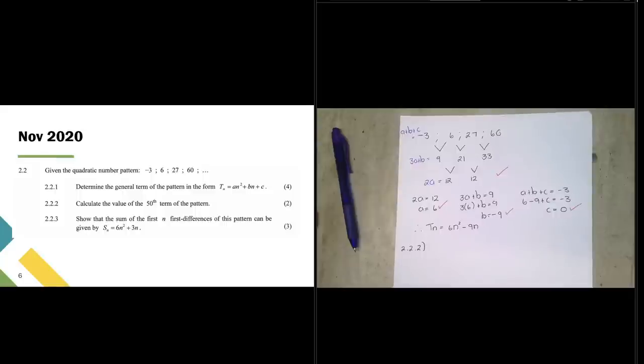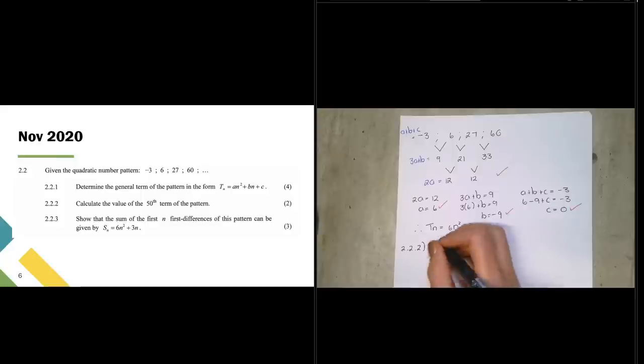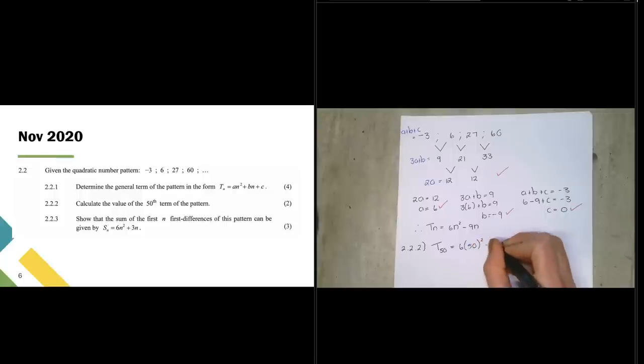2.2.2. Calculate the value of the 50th term of this pattern. So now be careful. In 2019, they asked you where would the pattern be equal to. Now they're asking you to calculate the value of the 50th term, which means you have your formula and you're going to substitute in 50. So 6 times 50 squared minus 9 times 50, and our answer works out to be 14,550. Once again, 2 marks: a mark for showing your substitution and a mark for your answer.